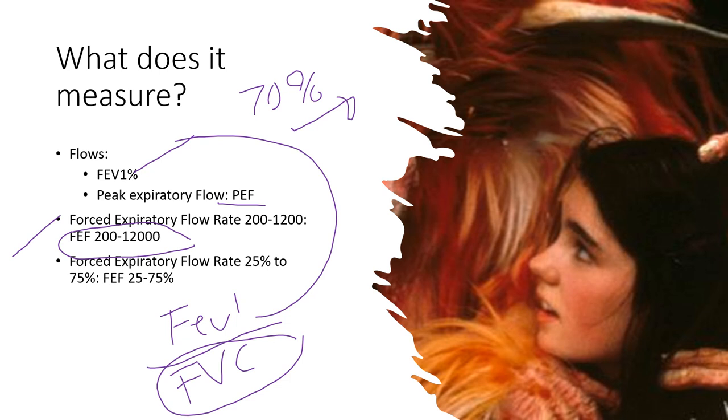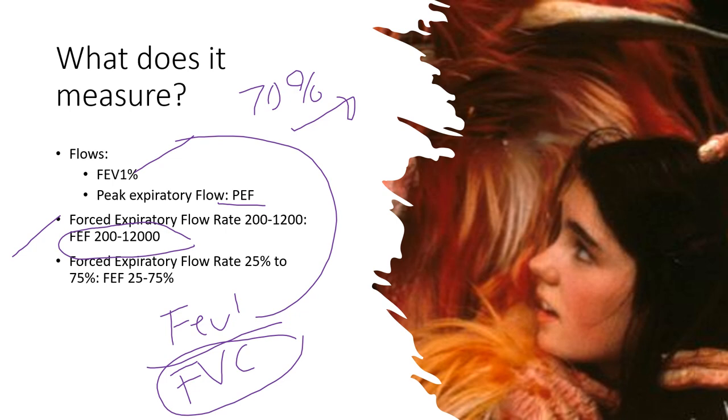FEF 25 to 75%, this is for your medium to small airways. So think asthma, emphysema, those types of things. So we're looking at all these flow rates. That way we can see not only if there is an obstruction, but if there is, where is it? Is it in the large airways with the 200 to 1200? Or is it in the small airways with the 25 to 75%? So that's the advantage there.